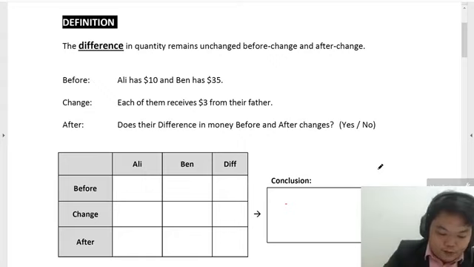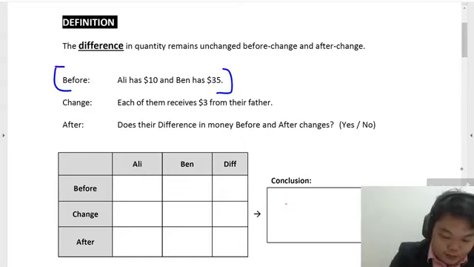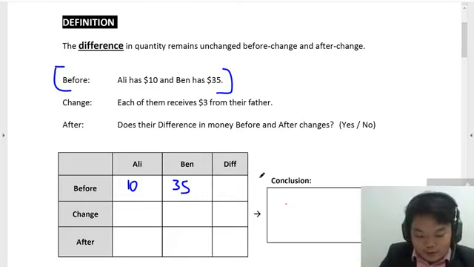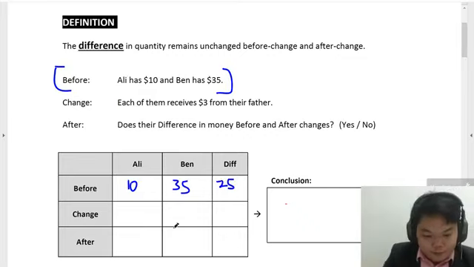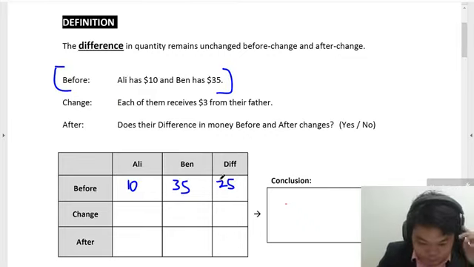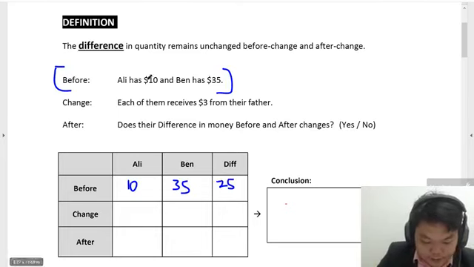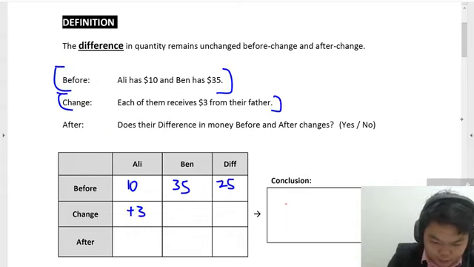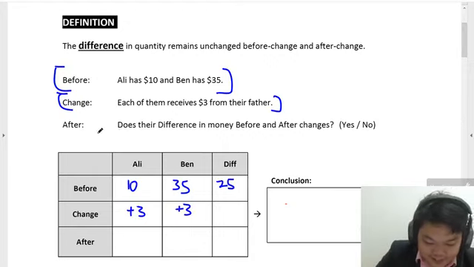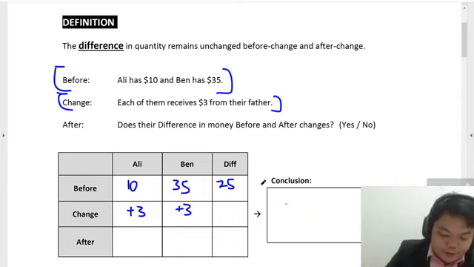So over here, let's say that before everything happens, Ali has got $10 and Ben has got $35. The difference between them at the beginning is $25. Then after that, each of them receives $3 from their father. And at the end of the day, the difference in money before and after, does it change?